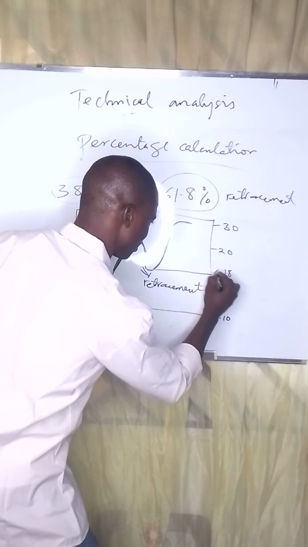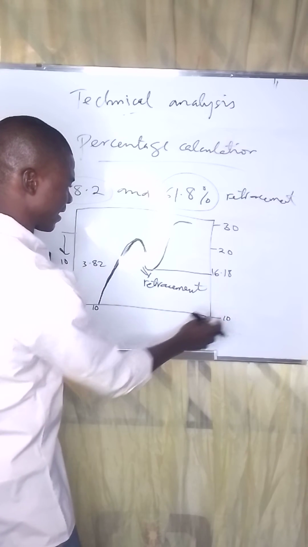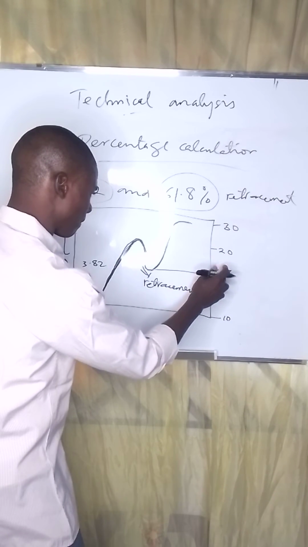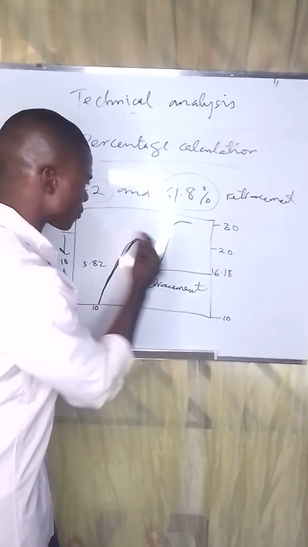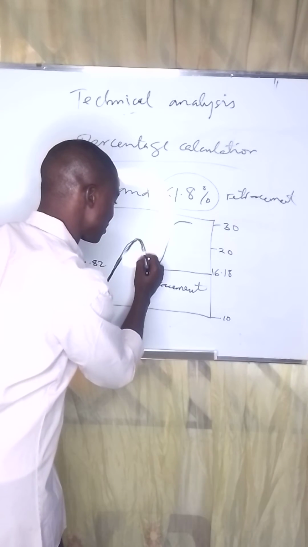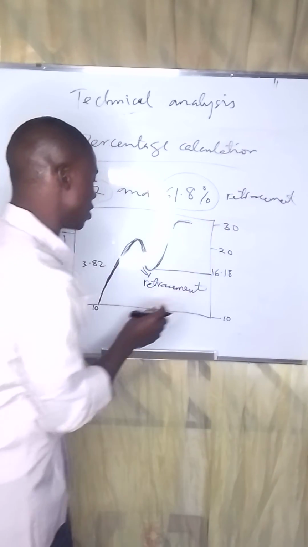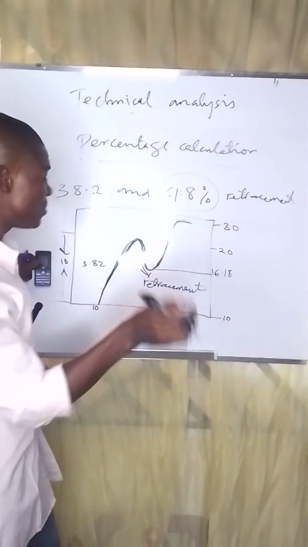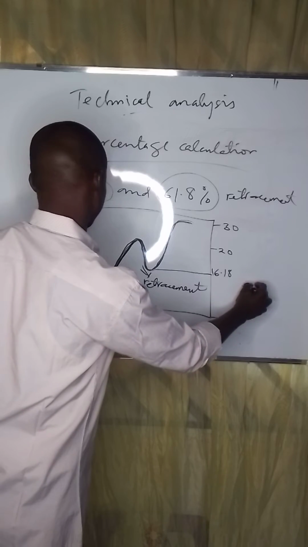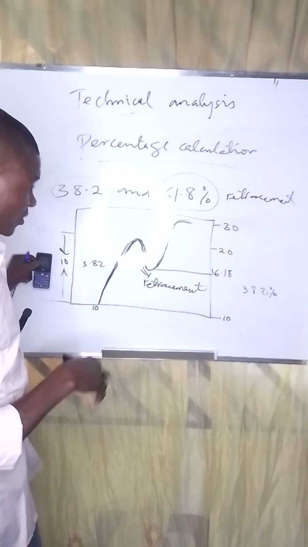No, now this should be 16 points. Yes, because the price starts at 10. So yes, this should now be 16.18. The price will fall to 16.18 before going back higher to 30. If it occurs like this, that means there has been a 38.2% retracement. 38.2%.